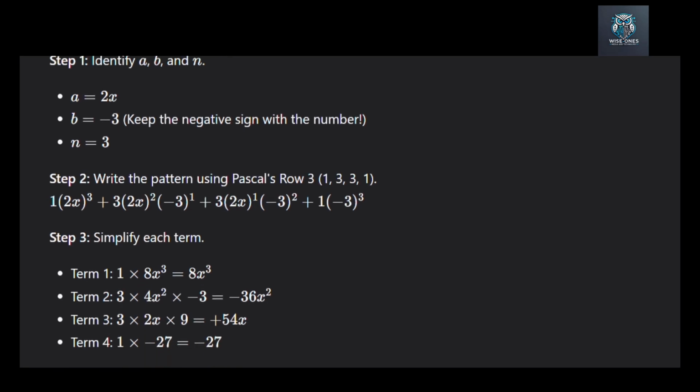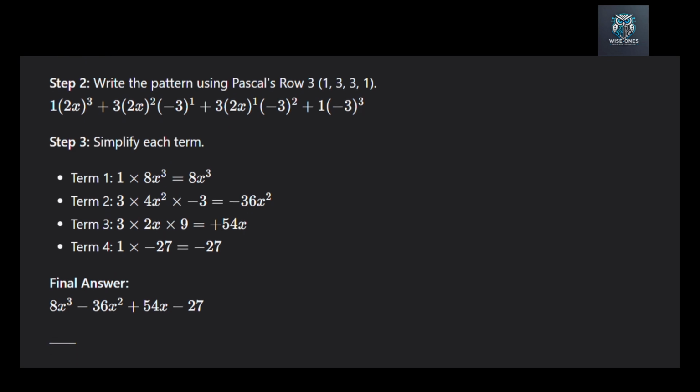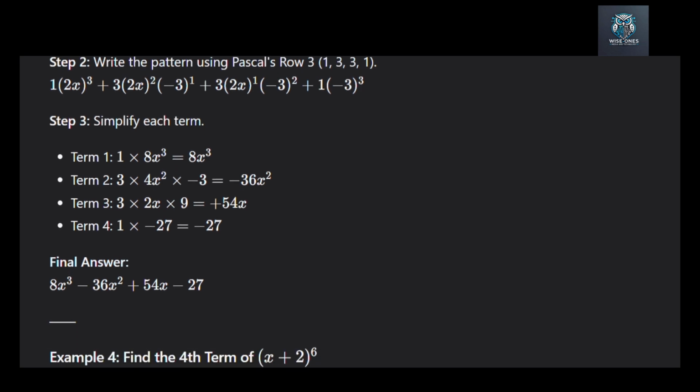Simplify each term carefully. Term 1, 1 times 2x cubed. 2 cubed is 8, so this is 8x cubed. Term 2, 3 times 4x squared times negative 3. 3 times 4 is 12. 12 times negative 3 is negative 36. So this is negative 36x squared.